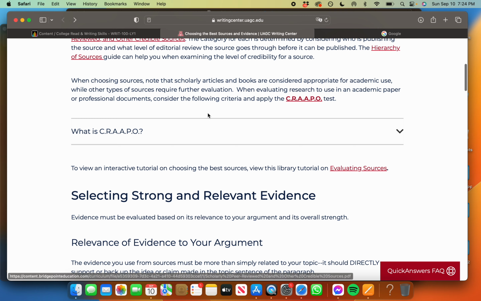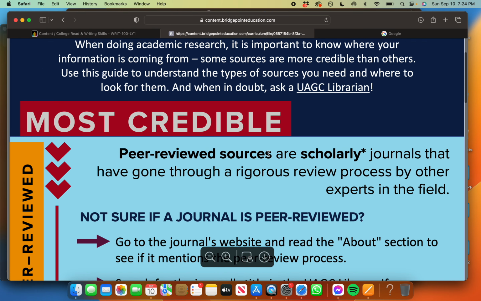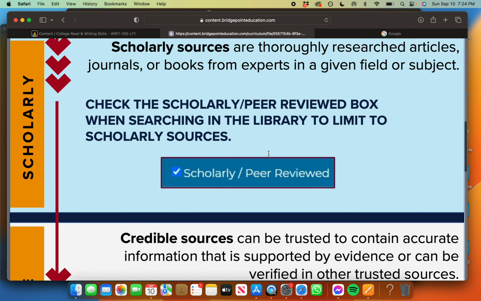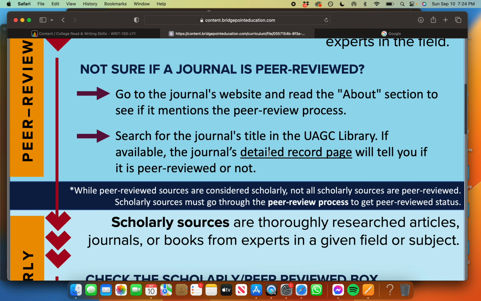If you need assistance with that, there's a hierarchy of sources, most credible, right, down to least credible. So you can review this.